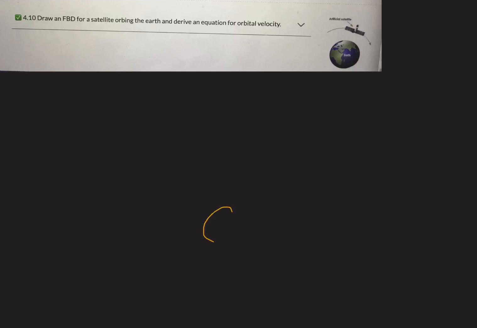We'll draw the Earth here, and then here's an object, and it's going around in orbit. Okay, and I need to draw an FBD for this. So this is a pretty easy FBD to draw. There's only one force. The Earth is pulling down on it, right, with mg. Okay, that's the only force. There's no normal force. There's no surface it's riding on or whatever. There's just the Earth pulling down on it. That's providing the centripetal force to make it go around.